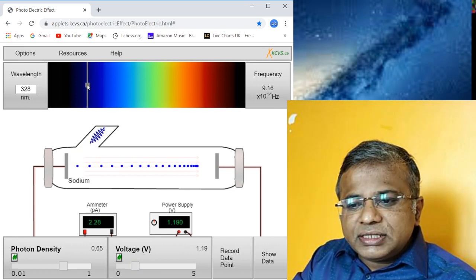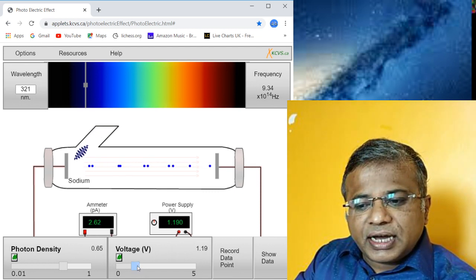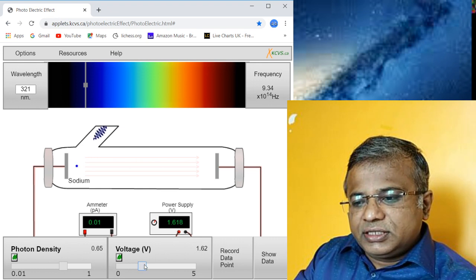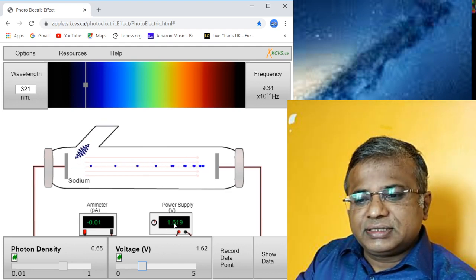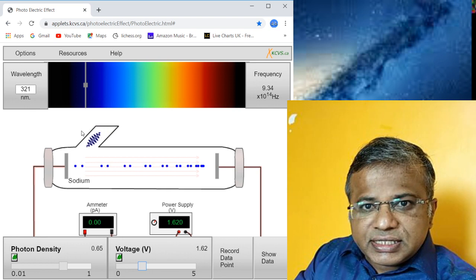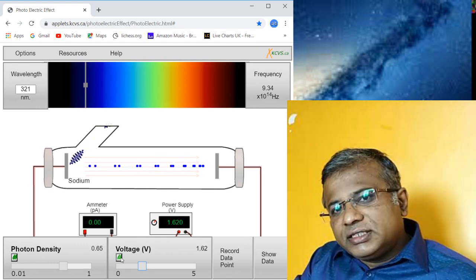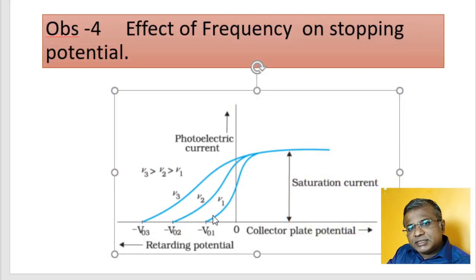If I further increase the frequency, can you see there is a photocurrent? Then if I want to stop it, I will have to further increase this stopping potential. See, now still there is a current. And now I think almost at this particular point, at 1.6. So when I was moving this side, I was increasing the frequency of radiation. And what I observed here was that if I increase the frequency of radiation, the stopping potential also increases. So again, we'll go back to the same graph over here, that if the frequency is increased, the stopping potential also increases.